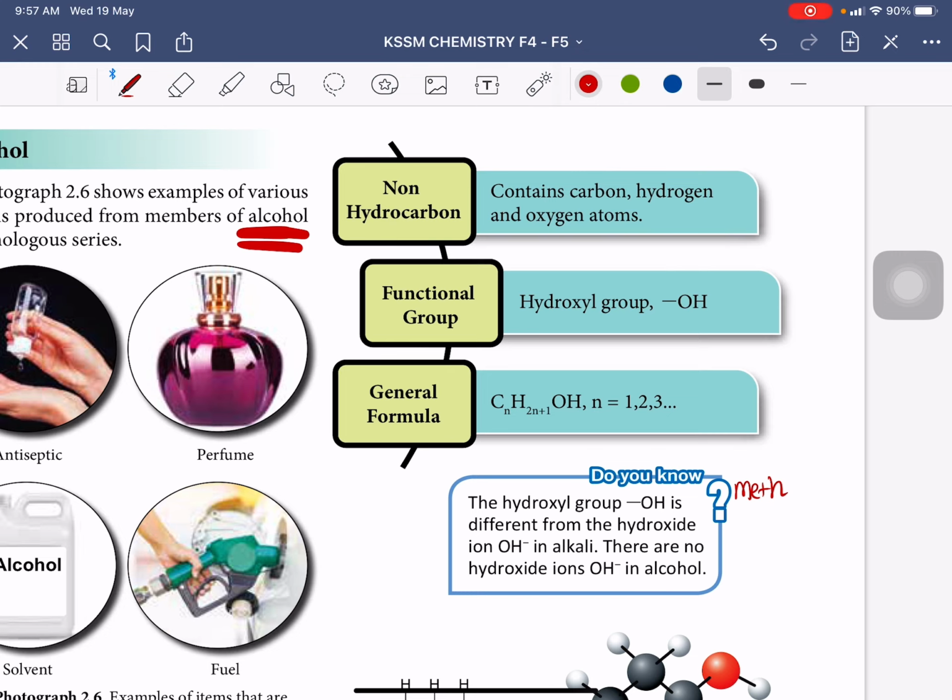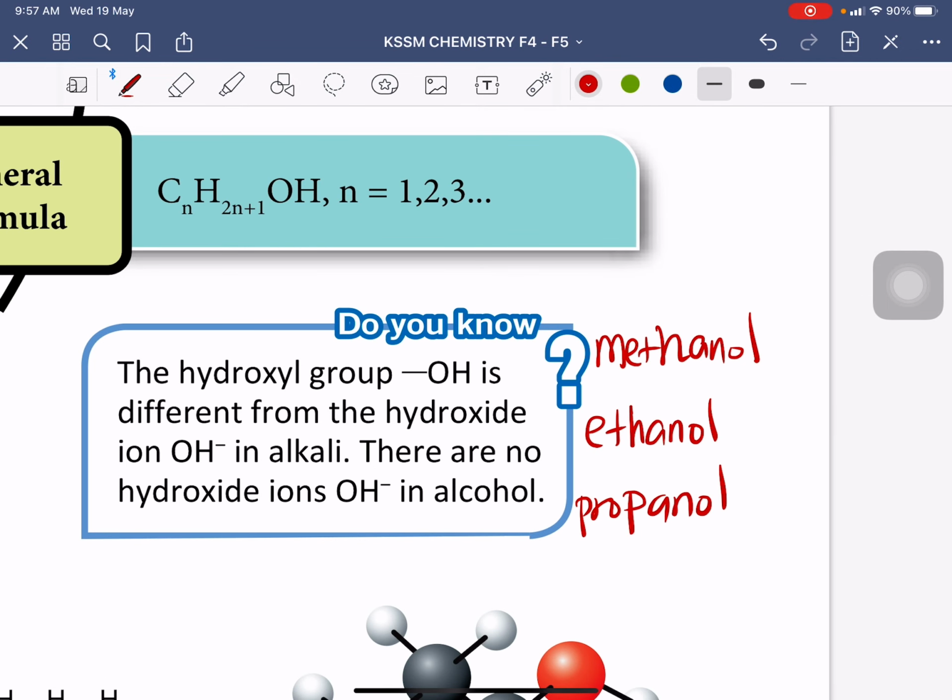If it's the first member of alcohol, we call it methanol. The second one will be called ethanol. Then the third one will be called propanol. So what is the general formula for the first, second, and third member?